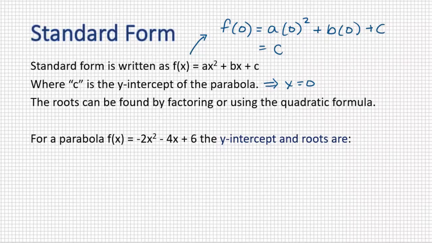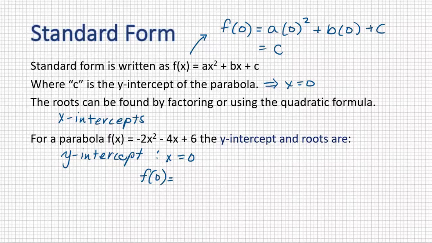To find the roots, or the x-intercepts, we'll use either the quadratic formula, or if you know how to factor, we can sometimes factor the equation for a fast way to find the roots. We'll look at this same equation we looked at on the previous slide, where f(x) is equal to negative 2x squared minus 4x plus 6, and find the y-intercept and the roots for it. Let's start with the y-intercept. That's the easy one. Again, for the y-intercept, we set x equal to 0.